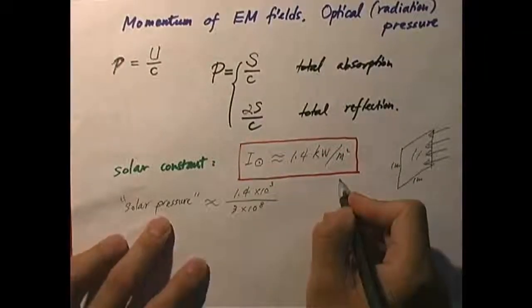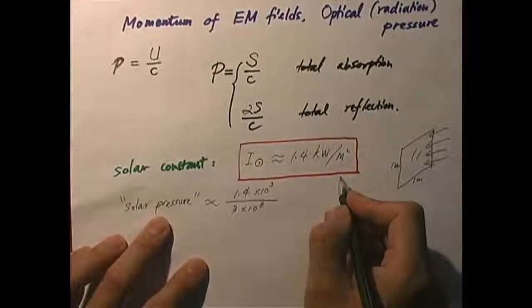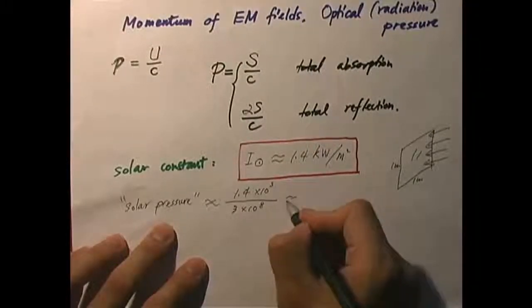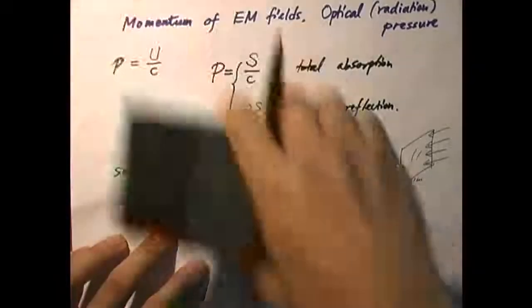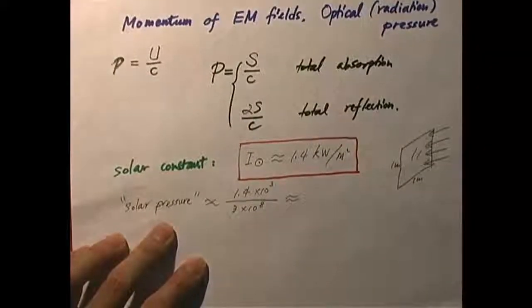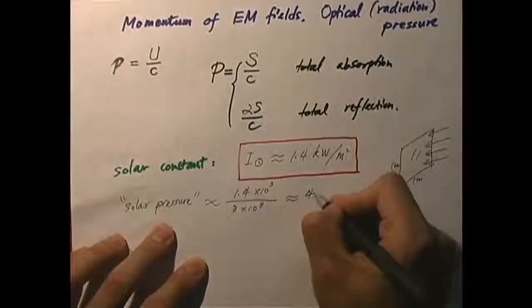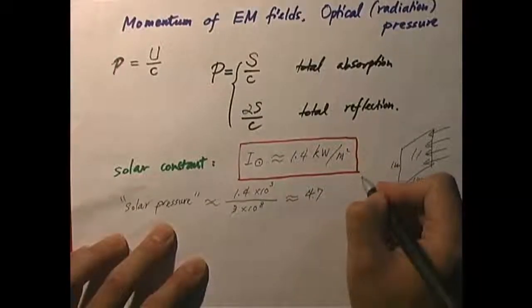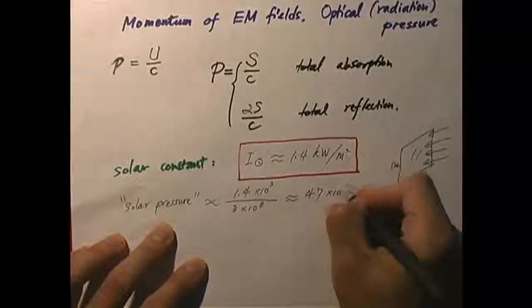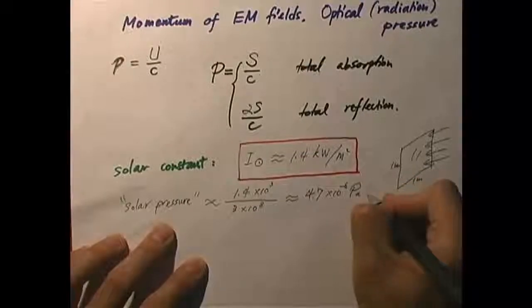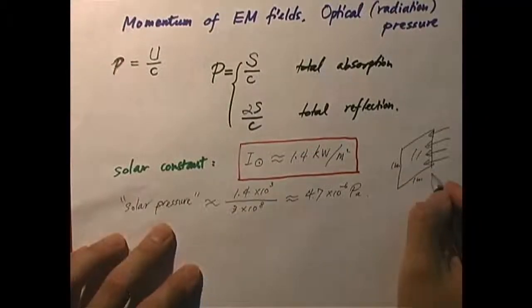You can do a little calculation and estimate this pressure. Of course, the result is in Pascal. 1.4 divided by 3 is about 0.47, so about 4.7 times 10 to the -6 Pascal. Indeed, this is very small.